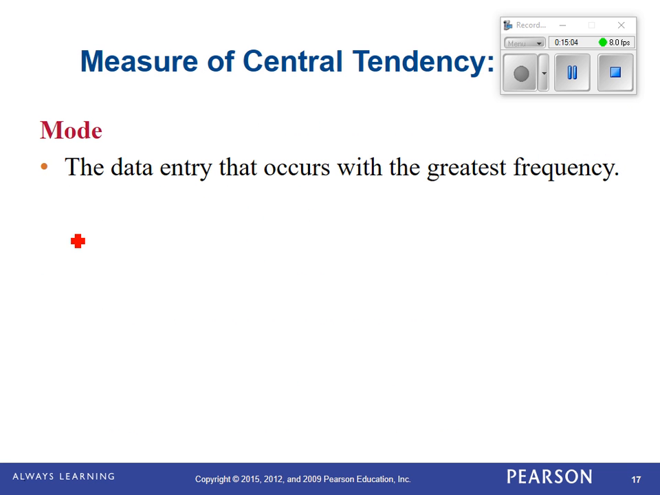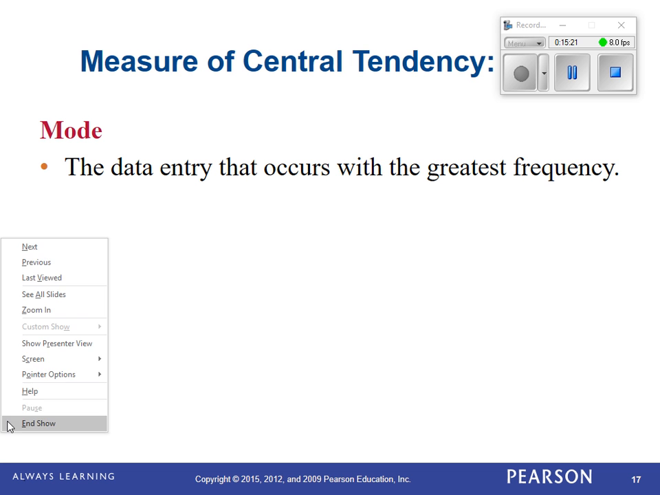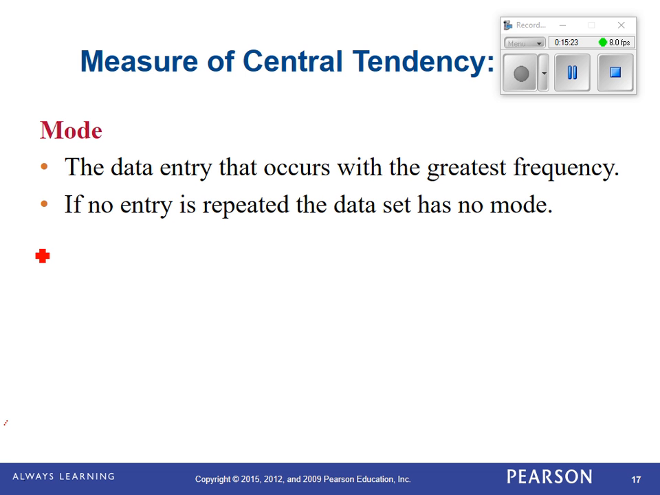Mode. Mode's a piece of data that occurs the most. Mode is sort of the one that gets left out because nobody ever thinks the mode could be the one that's the best way to describe a set of data. If there's no entry that occurs more than all the others, then we just say there is no mode. So you could have one mode, you could have no mode.